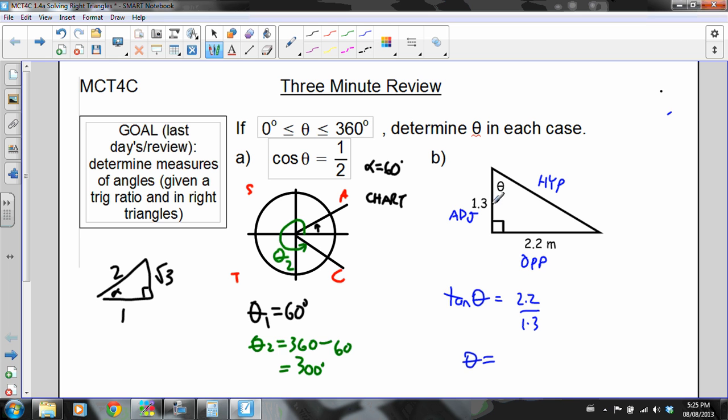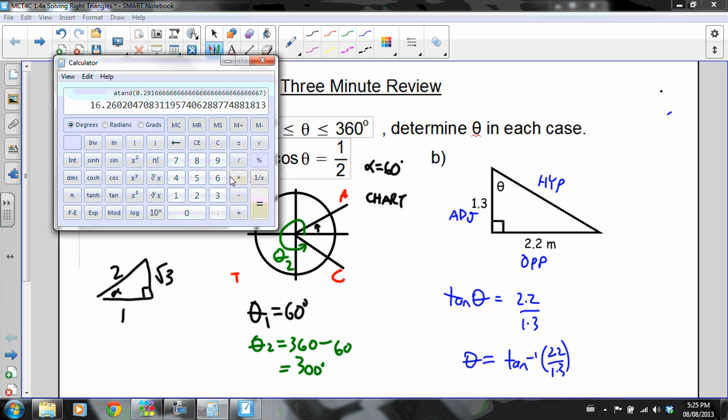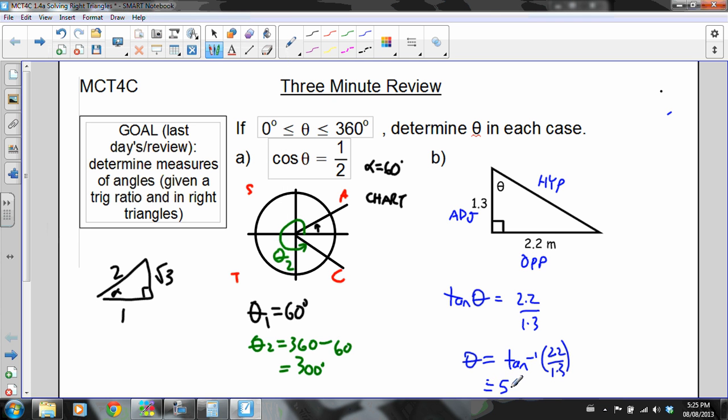Calculate. No two answers, right? This is just going to be an acute angle. Calculator. Yeah, again, on my calculator, I got to get the answer first, 2.2 divided by 1.3. Get the answer first, then do the inverse tan. Inverse tan, 59 degrees. Dandy. That's the end of the 3-minute review. Now on to the lesson.